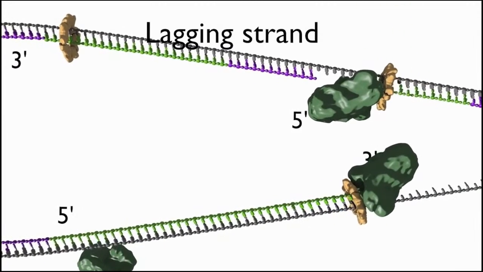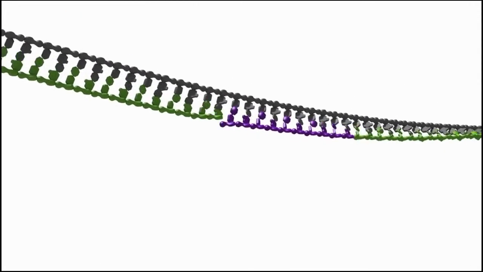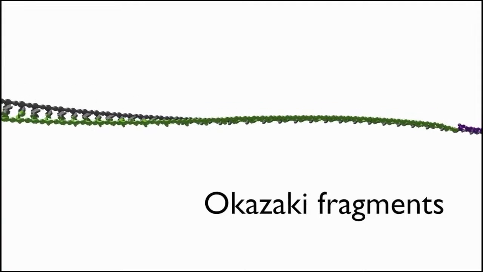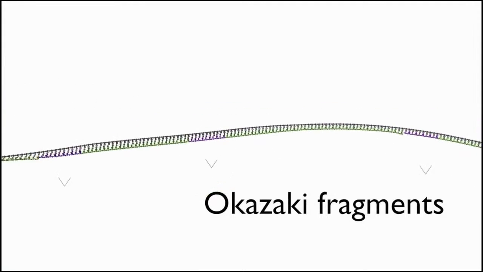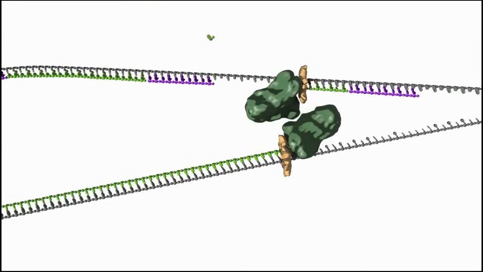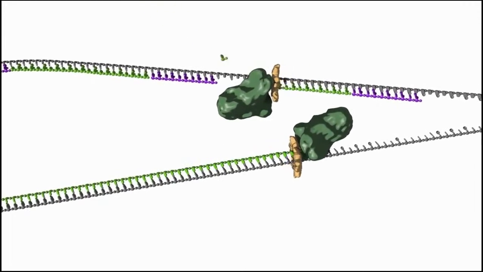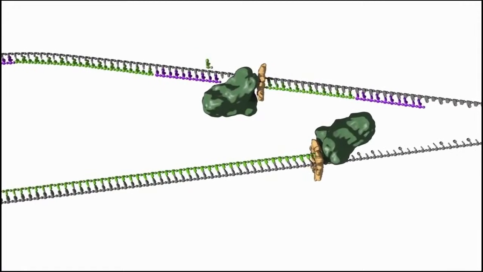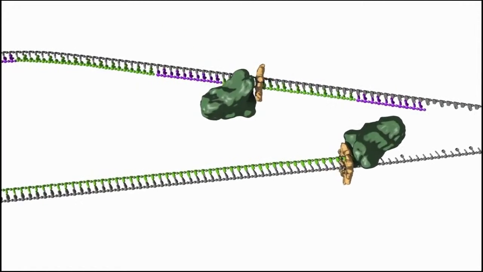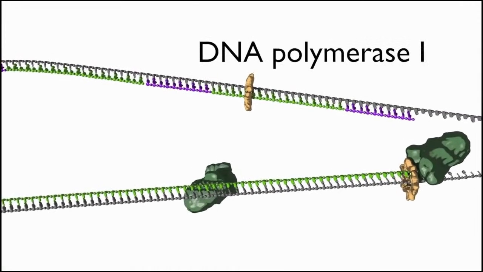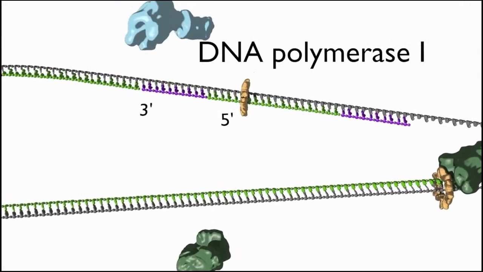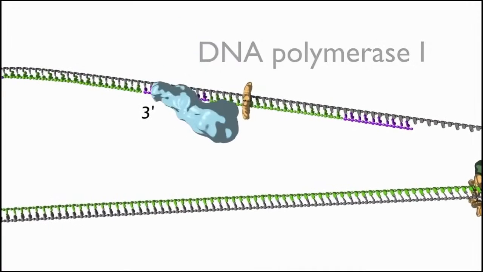Synthesis is discontinuous. The short stretches of DNA that are made on the lagging strand are called Okazaki fragments after their discoverer. During the course of replication, these fragments are stitched together. When the lagging strand polymerase runs up against a previously made Okazaki fragment while in the process of synthesizing DNA, the replicative DNA polymerase 3 is replaced by DNA polymerase 1, which has 5' to 3' exonuclease activity.